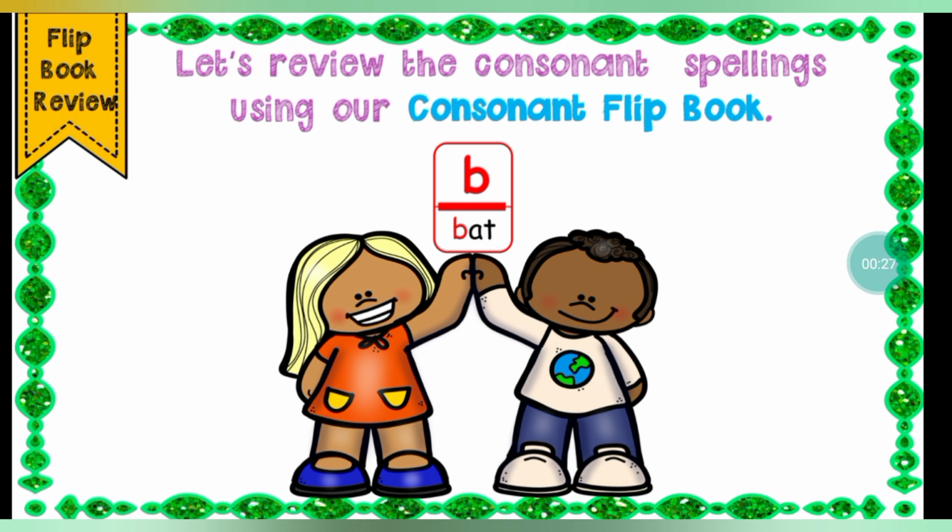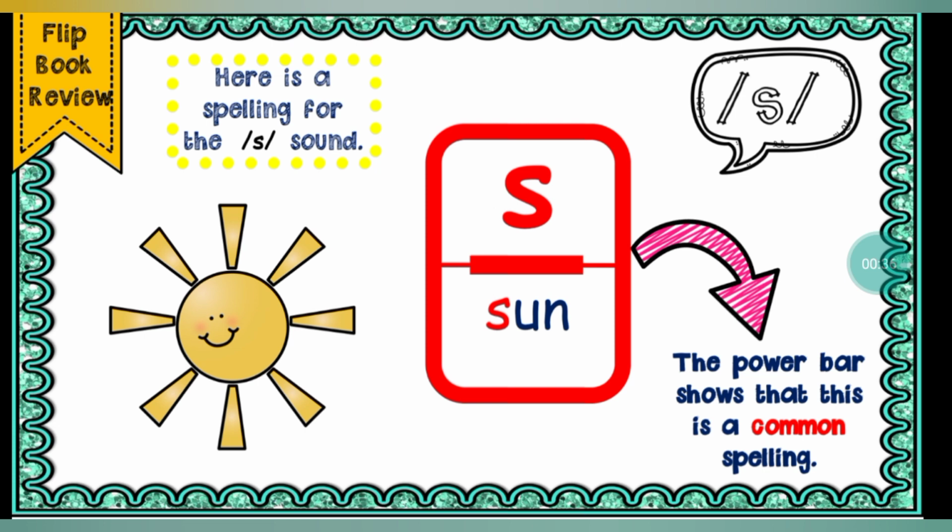And this sound is sound B, letter B. And letter B can be seen in the word bats. And here is a spelling for the sound S. The power bar shows that this is a common spelling. Yes, the letter S is a common spelling, and the letter can be seen in the word sun.